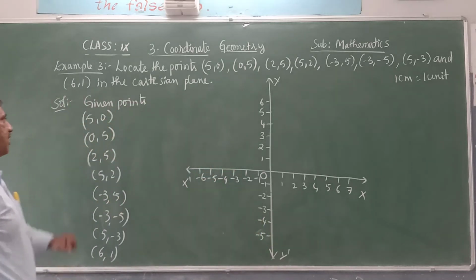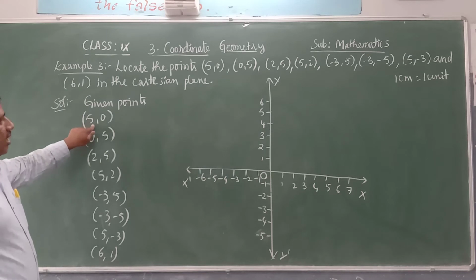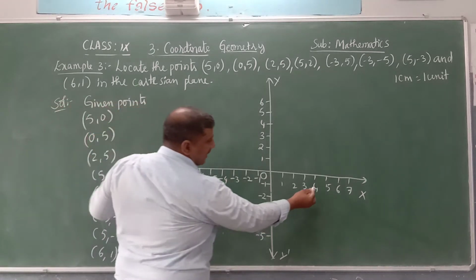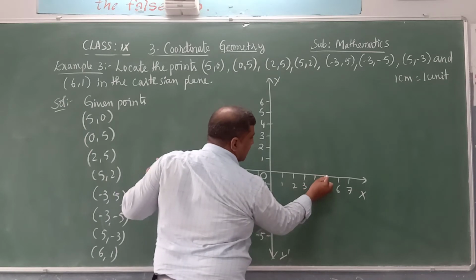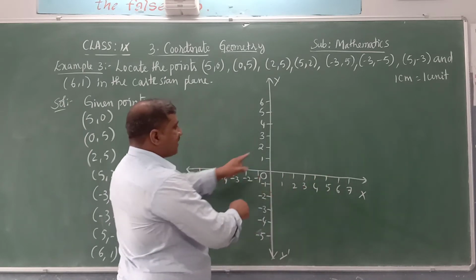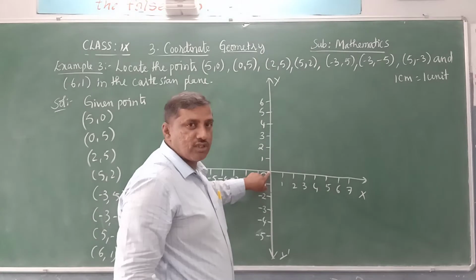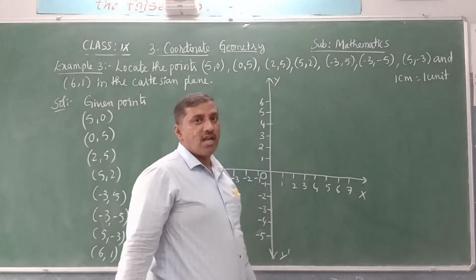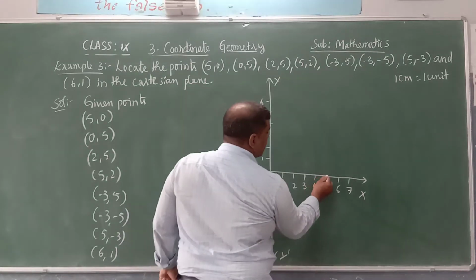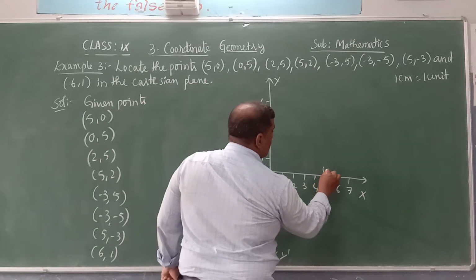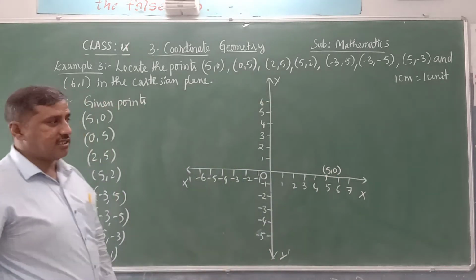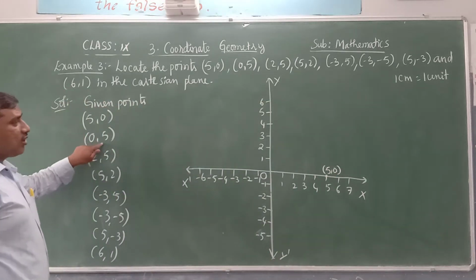Now look at these points. (5, 0). That is x is 5, y is 0. This is x is 5, and this point on the y-axis is 0. So when we draw this line, on this line we will extend. Both will intersect at this point, and this point will represent what? (5, 0).